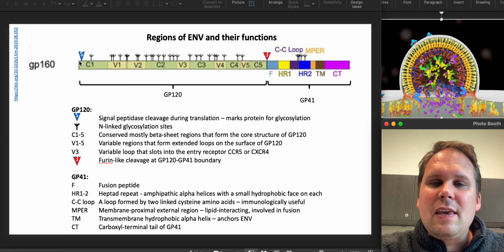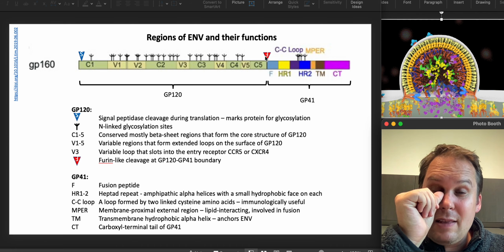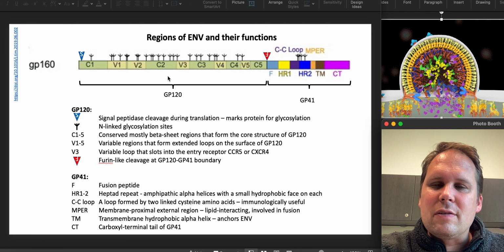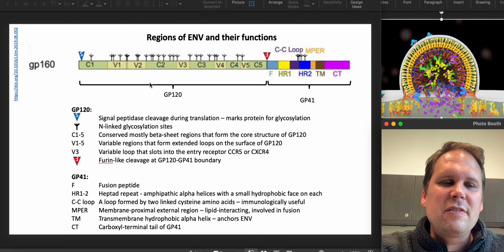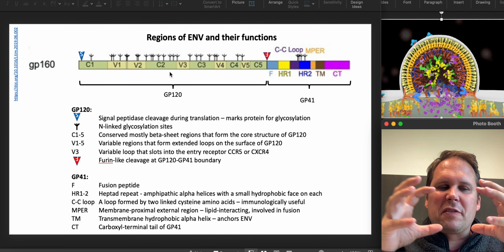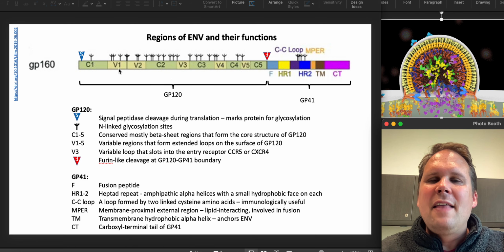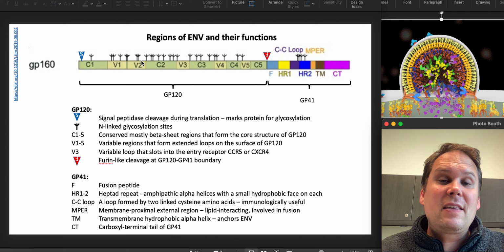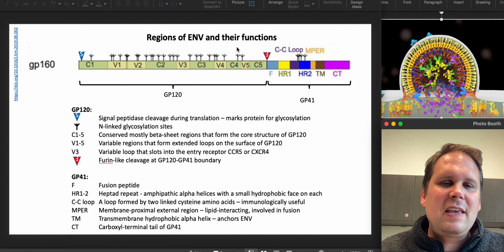Next, you see that the bulk of GP120 is going to be broken up into conserved and variable regions. You can call these conserved or constant. Either one would mean the same thing. The conserved regions basically form the structure. They form the backbone of this thing. The variable regions in general form loops, little floppy bits on the surface. These are the bits that get changed during HIV evolution.